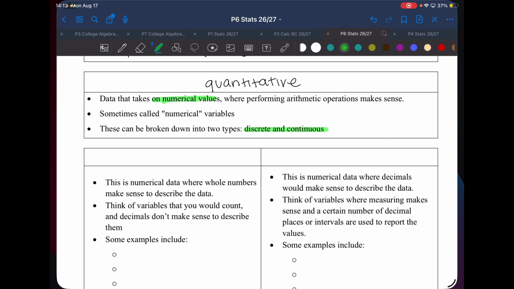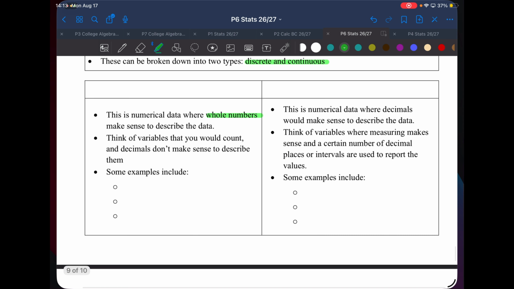So discrete is whole numbers. If I was to ask you to count to 10, how would you count to 10? Good. Did any of you go 1.1, 1.12, 1.13? No. So it's whole numbers. It's things that you can count. So let's see, group 4. What's an example of something you can count?